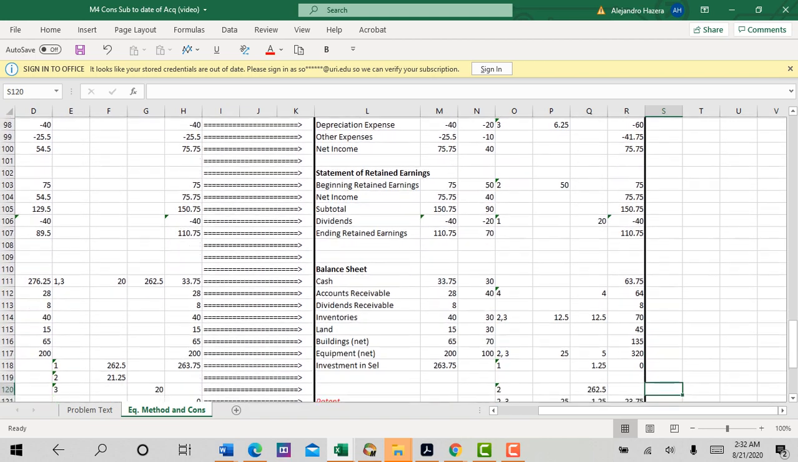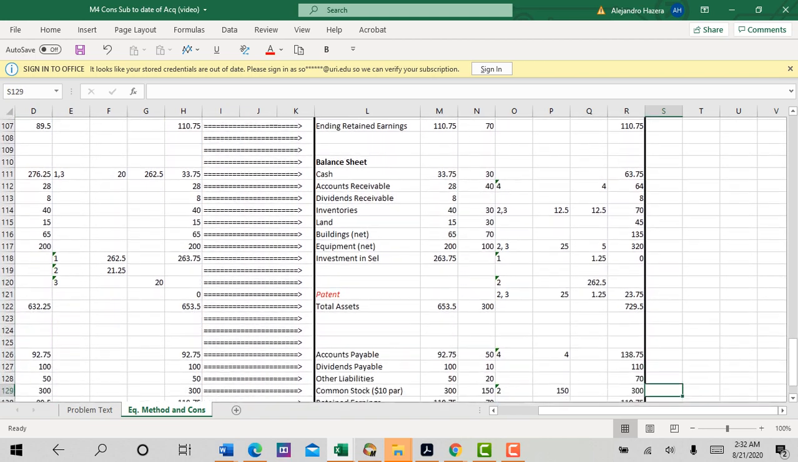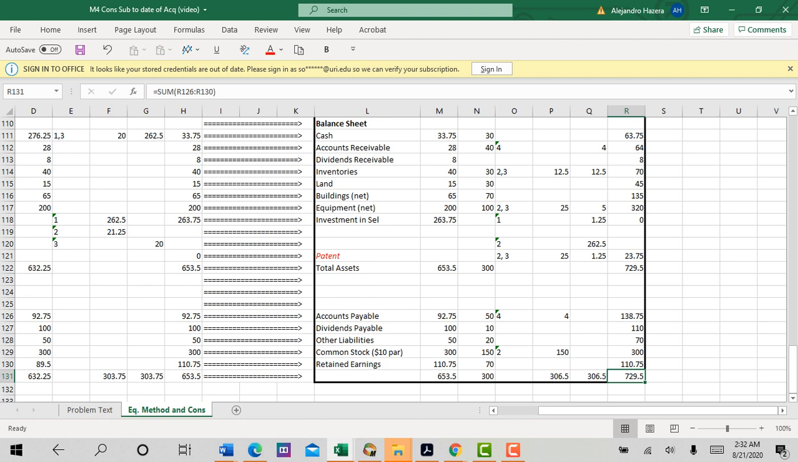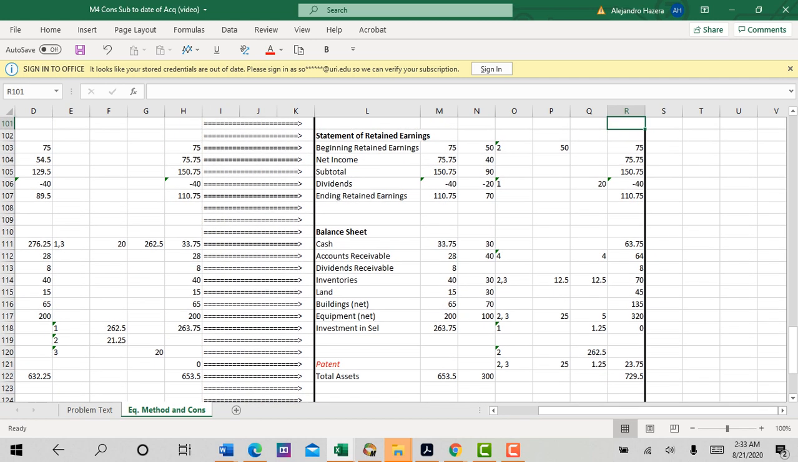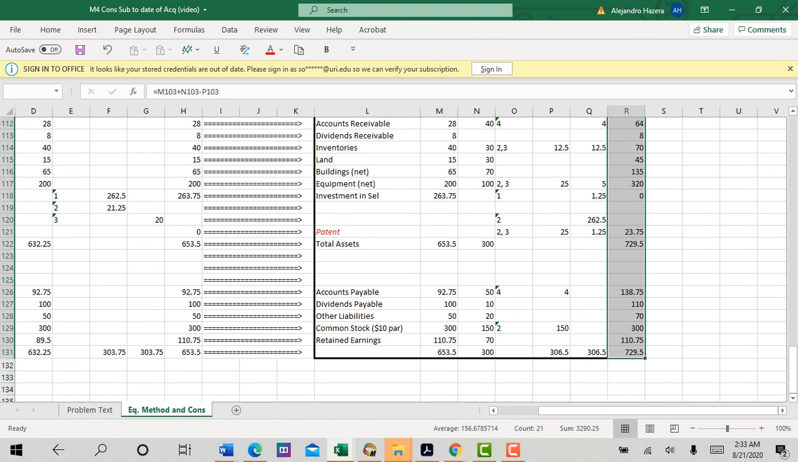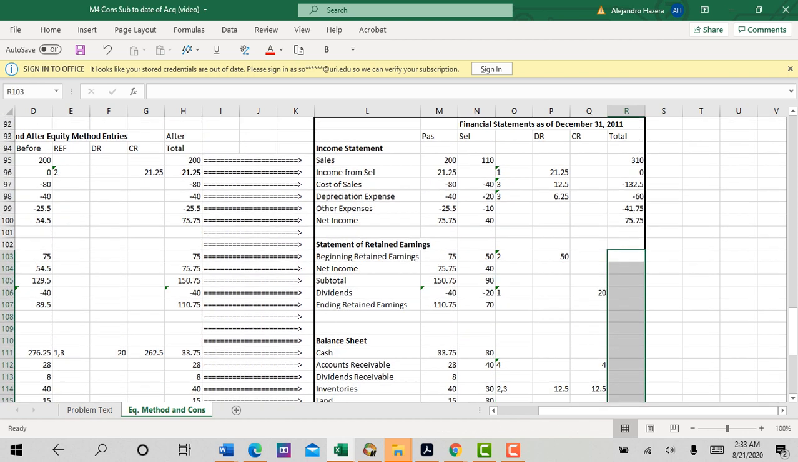Now let's see if it balances. And it does balance. Total assets, 729.5, and total equity and liabilities, 729.5 also. I'm going to go ahead and erase these numbers here and take about 5 or 10 more minutes just to show you how I got those. It did balance though, so it should turn out to be okay.